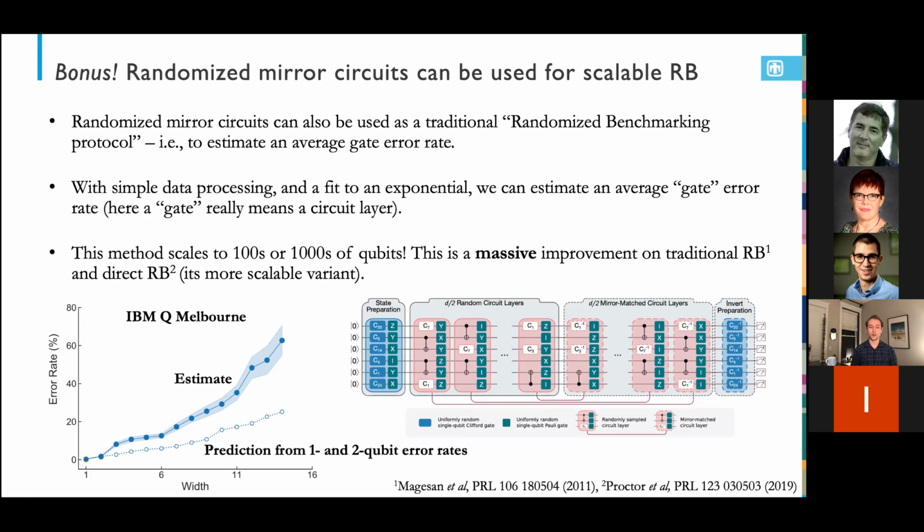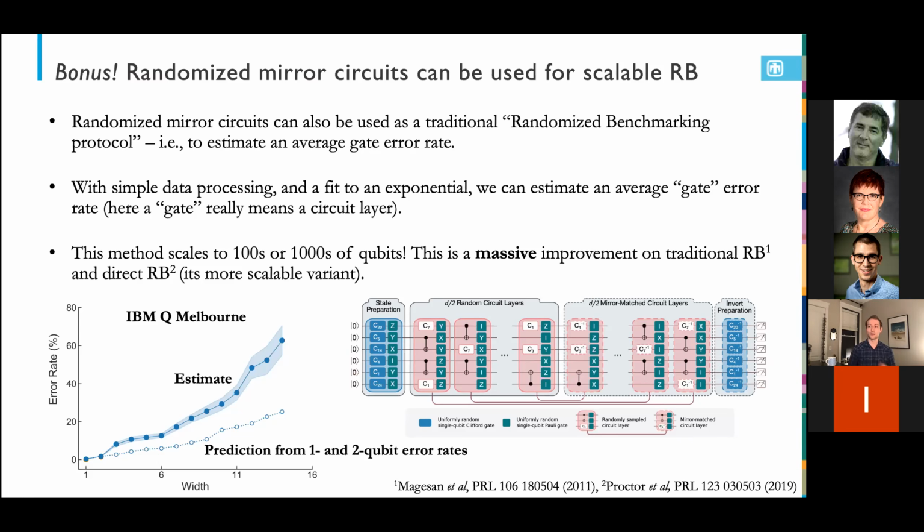So with Clifford RB, you can only really go out to say about 3 qubits with current devices. And direct RB, which is a method that we developed that's more scalable than Clifford RB, we still only managed to go out to about 5 qubits. This can really go out to hundreds or thousands of qubits. So what we're showing in the bottom left is the error rates we extracted from this data I was showing you earlier on IBM Melbourne.